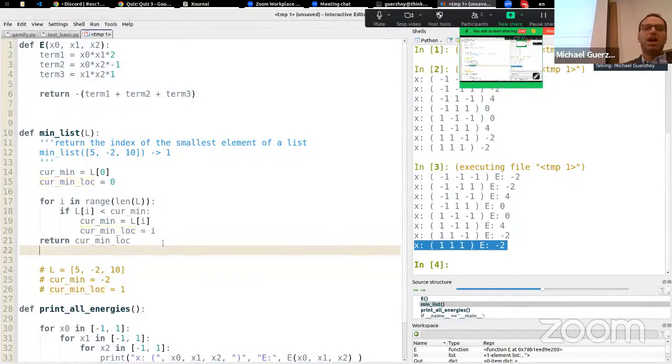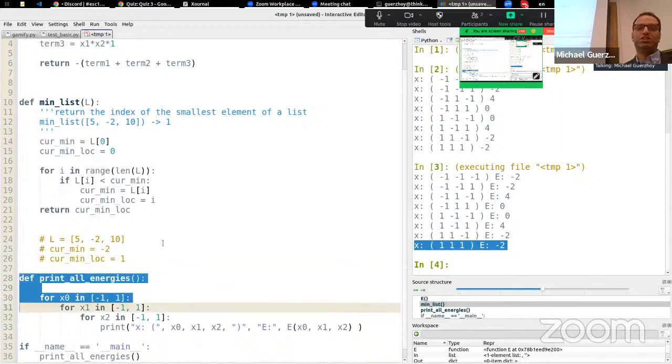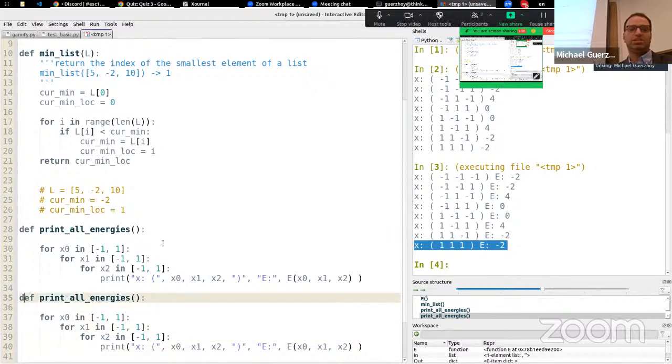Okay, so let's now apply it to finding the smallest energy. It's the same principle, right? So this was just printing all energies. So I'll just copy and paste this and call it retrieve minimal energy.